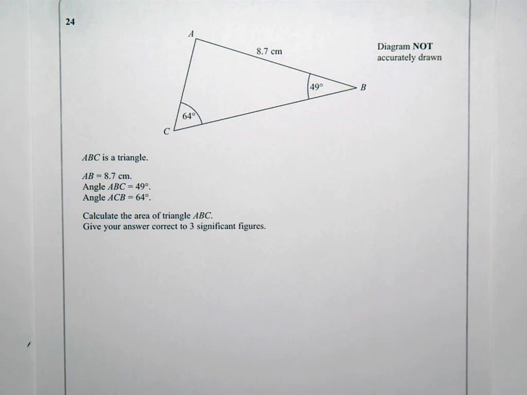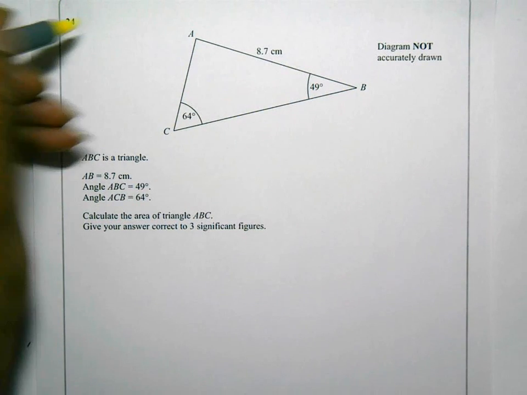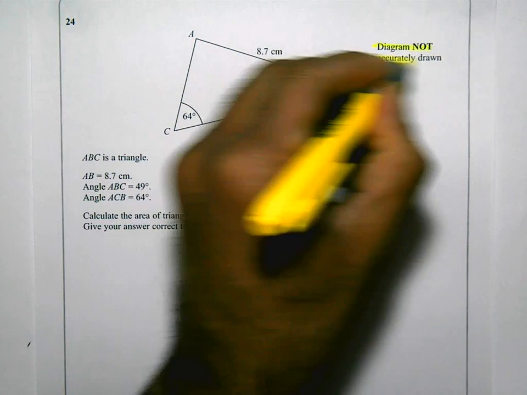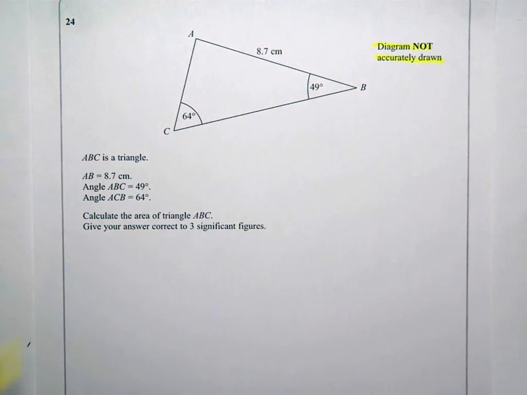This is question number 24 on the higher calculator paper. So, reading the question first, I could see there's a triangle in there, and at the side of the triangle it says diagram not drawn accurately, so I can't take any measurements from it.